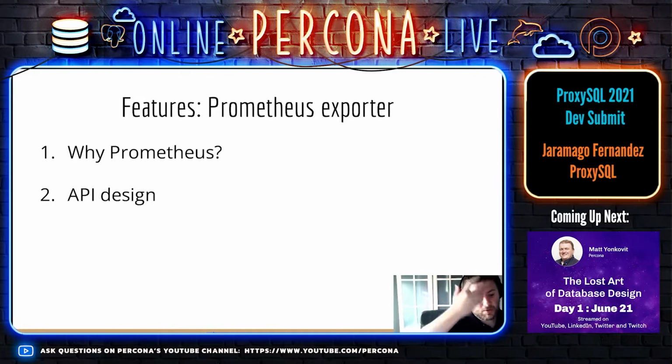This leads to the second question, the API design. Since we wanted this to be the primary source of metrics going forward for ProxySQL, we wanted to have a very solid API design for them. There were two key aspects that we cared about the most when we designed this API: simplicity and performance.